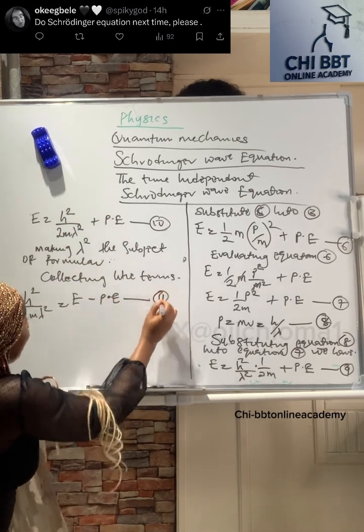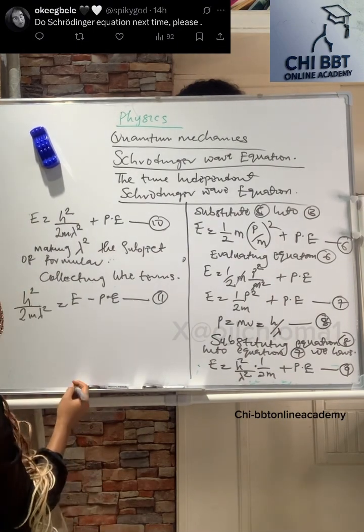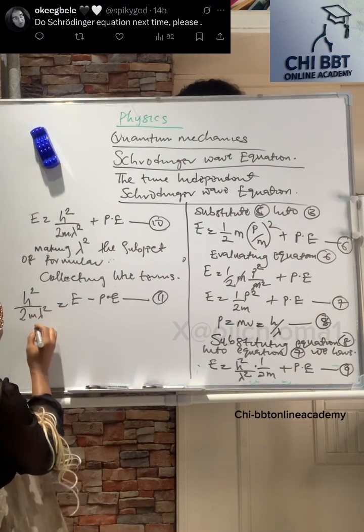This is equation 11. Now our target is to make lambda the subject of formula. So how do we do that? We cross multiply again.